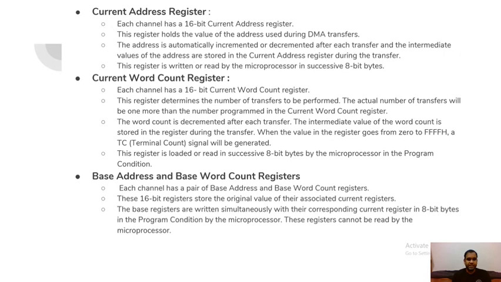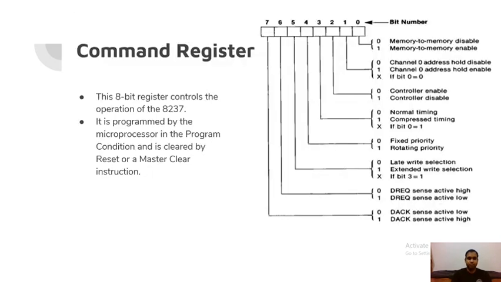Then there comes the base address and base word count register. Each channel has a pair of base address and base word count registers. These 16-bit registers store the original value of their associated current registers. The base registers are written simultaneously with their corresponding current registers in 8-bit bytes in the program condition by the microprocessor. These registers cannot be read by the microprocessor. The next one is command register. This is an 8-bit register, and it controls the operation of the 8237 DMA controller.